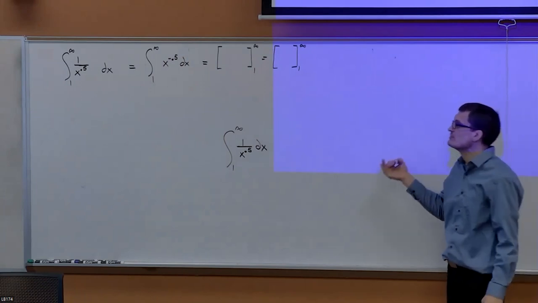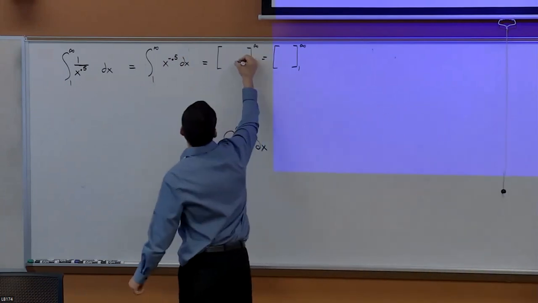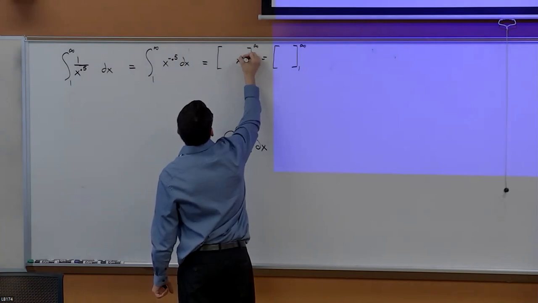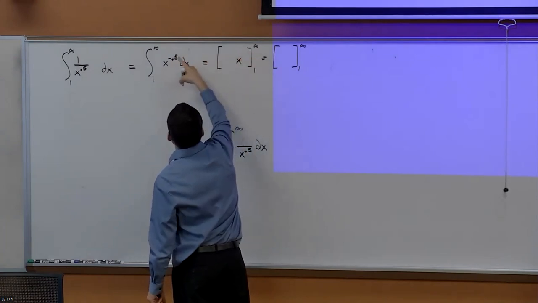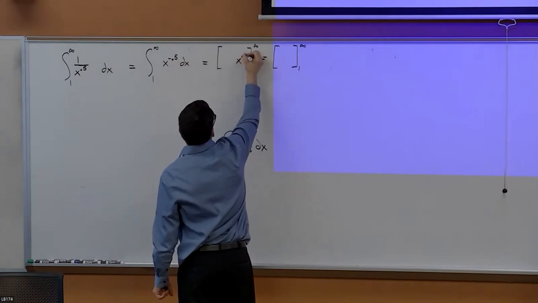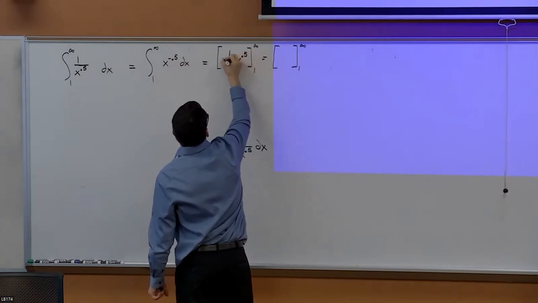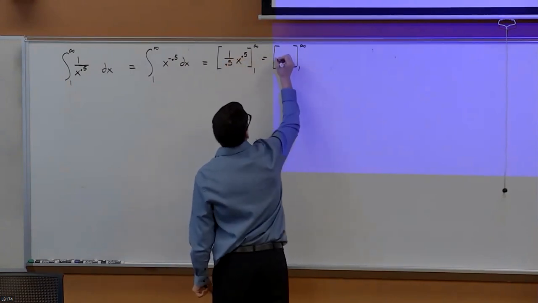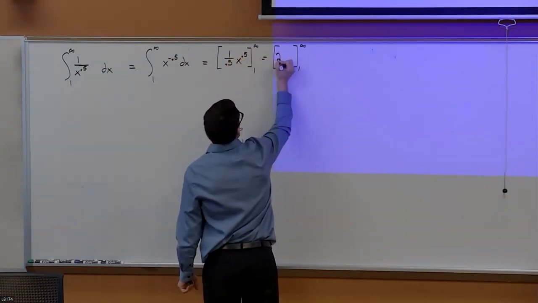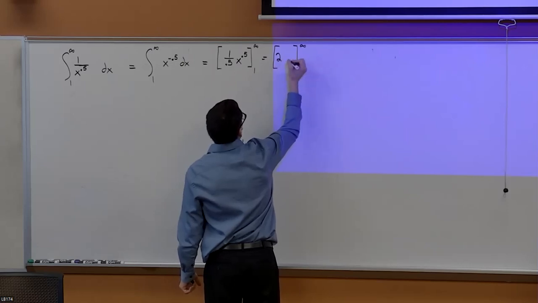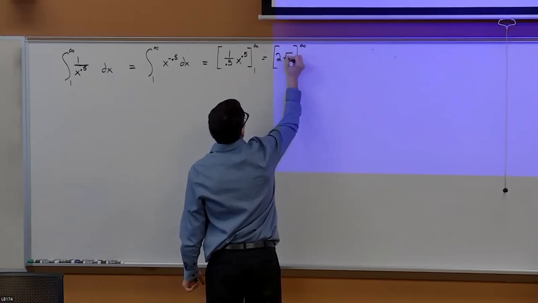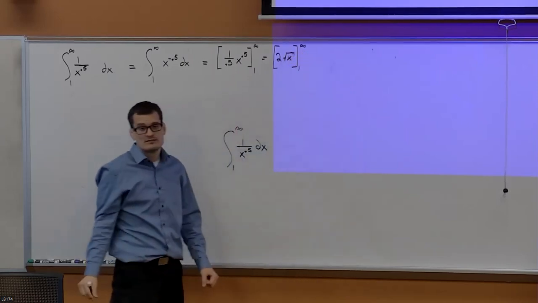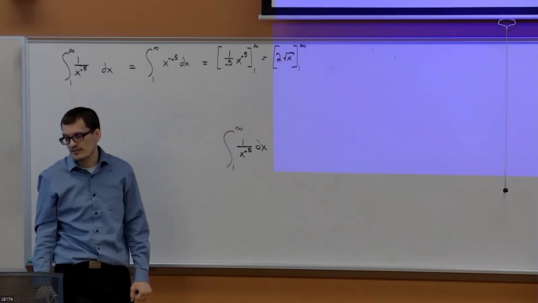I do my same trick. I add 1 to the exponent. This time, when you add 1 to the exponent, you get 1 plus negative 0.5 gives you a positive 0.5. So we get 2 times x to the 0.5 power. By the way, 0.5 power is like the square root of x, right? So 2 times the square root of x.